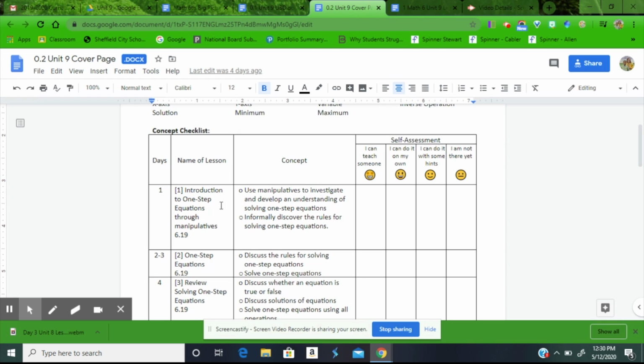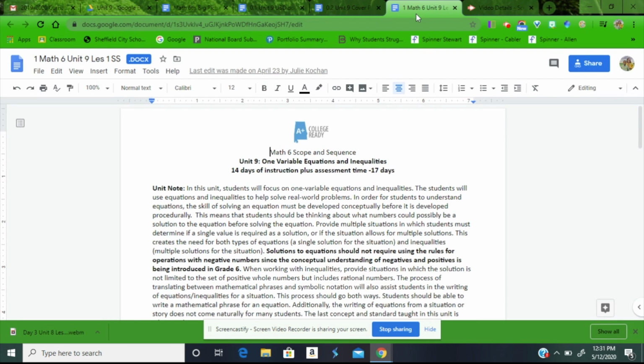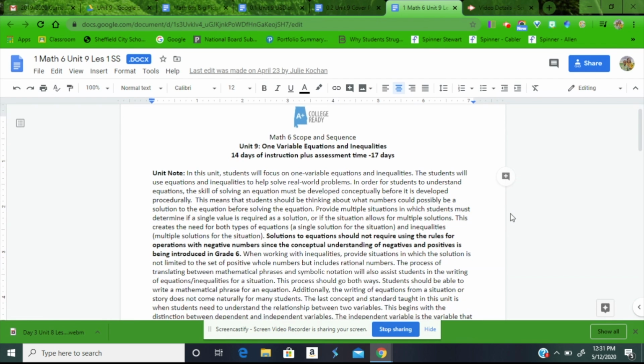Looking specifically at lesson number 1, notice that it is on the first day, and the kid-friendly I can statements are: use manipulatives to investigate and develop an understanding of solving one-step equations, and informally discover the rules for solving one-step equations. So moving on, let's look at our scope and sequence.